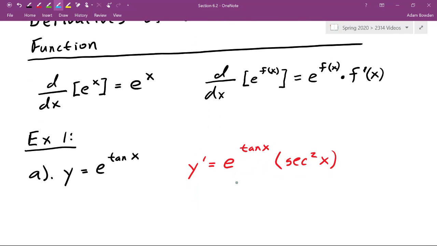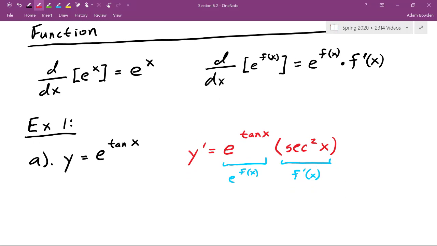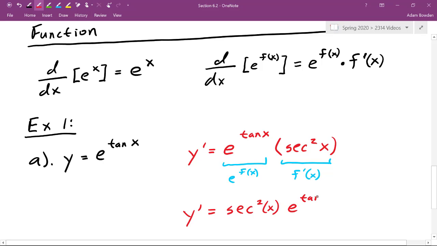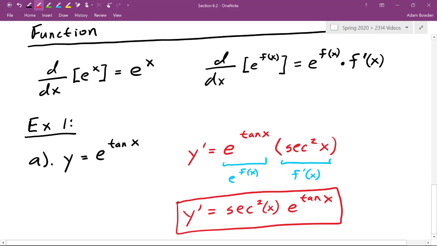So what we just did here is we have the first part is e to the f of x, and this other part is f prime of x. And really there's nothing else to solve or simplify here. Usually we like to put secant squared x first, followed by e to the tan x. But either way is equally the same.